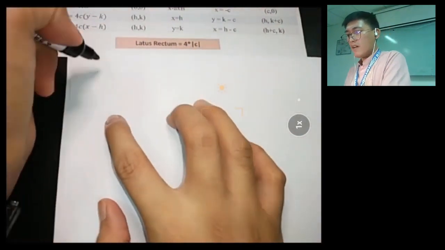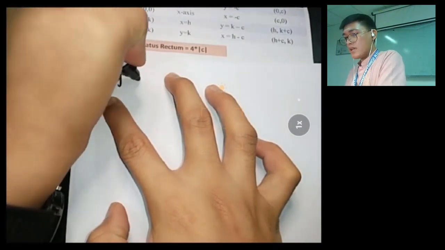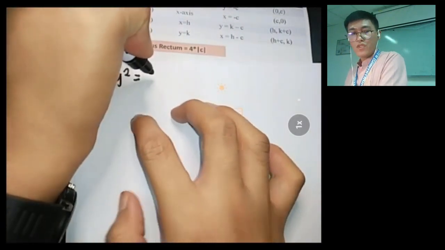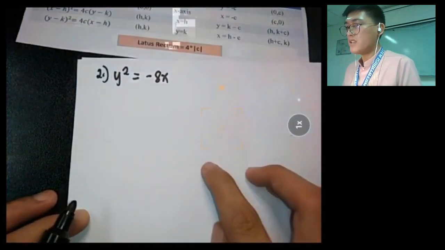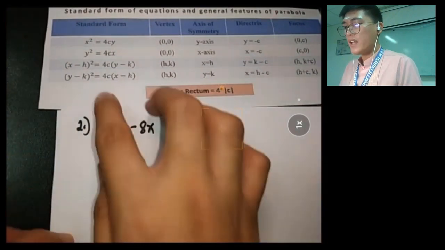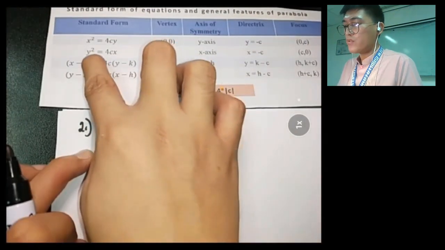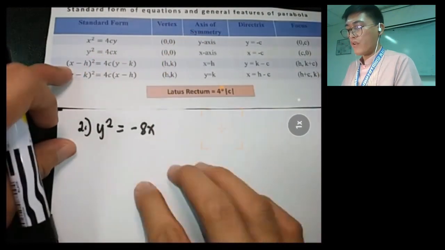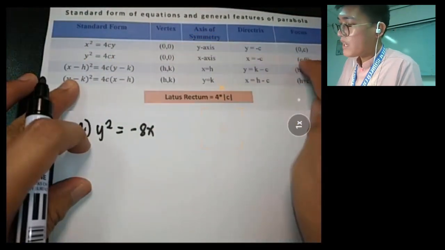Let's say we have number 2, y squared is equal to negative 8x. Let us review again. X squared, hindi siya. Y squared dapat. So ito po siya. Y squared is equal to 4cx. Then we will have to follow the formula here.